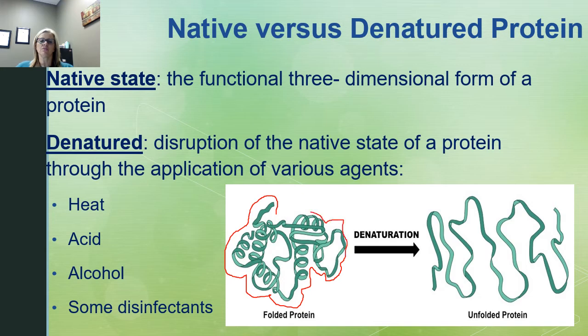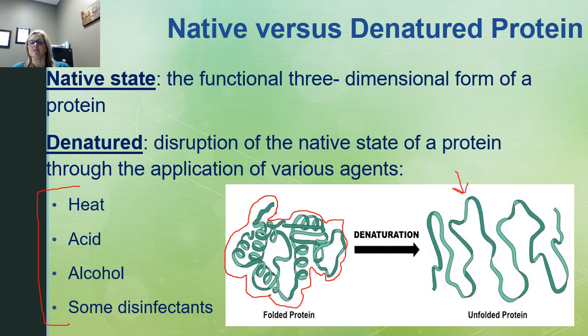It's got a particular shape here to it, okay? And that shape is going to determine what it interacts with. And so we can denature it. We can break those bonds, those hydrogen bonds, the sulfide bonds. We can break those bonds down by applying these things here, okay, which will cause that protein to become unfolded.